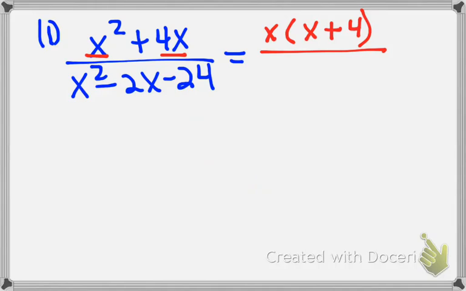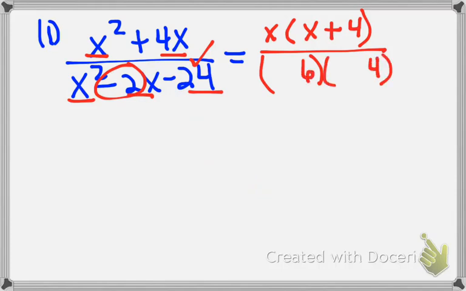In the denominator I have 3 terms, so I'm going to see what multiplies to give me 24 and adds to give me negative 2. So 24 could be 6 times 4. And if I do negative 6 and positive 4, then it adds up to be negative 2.